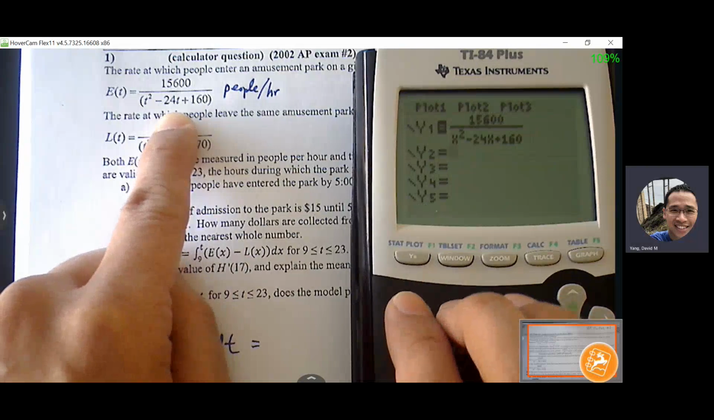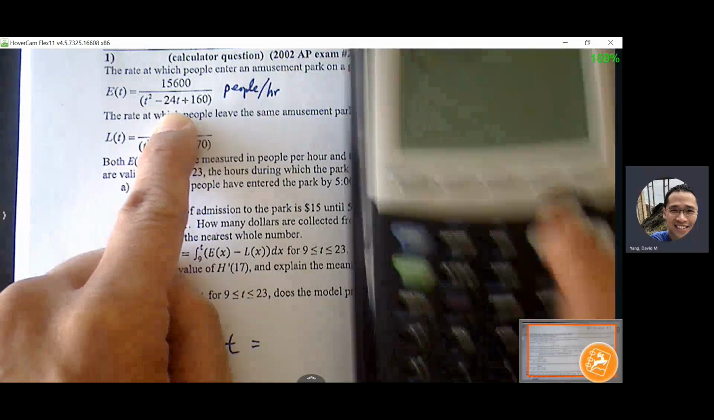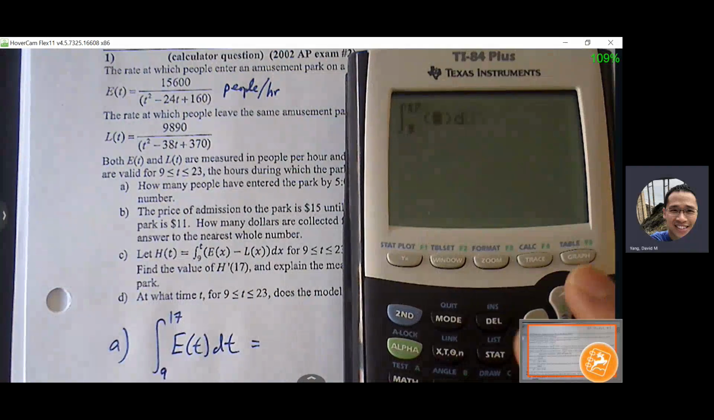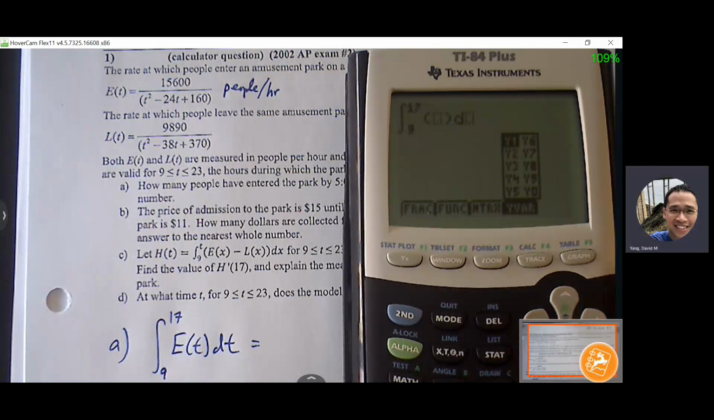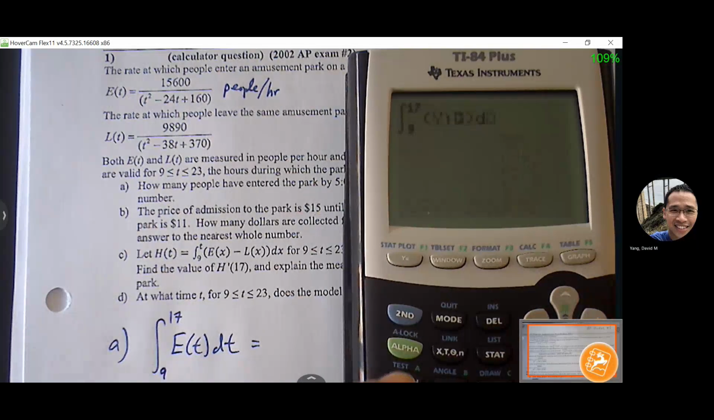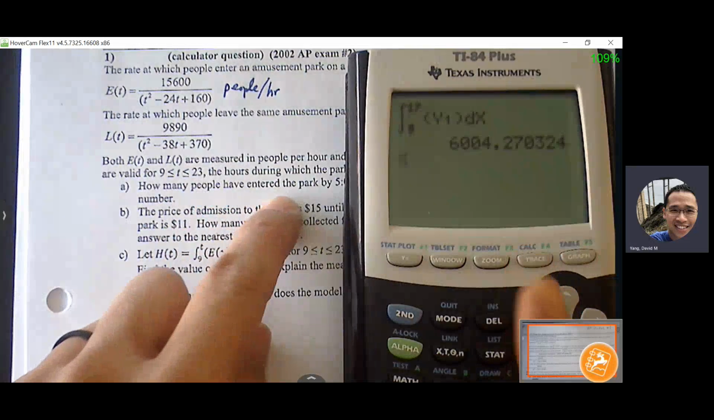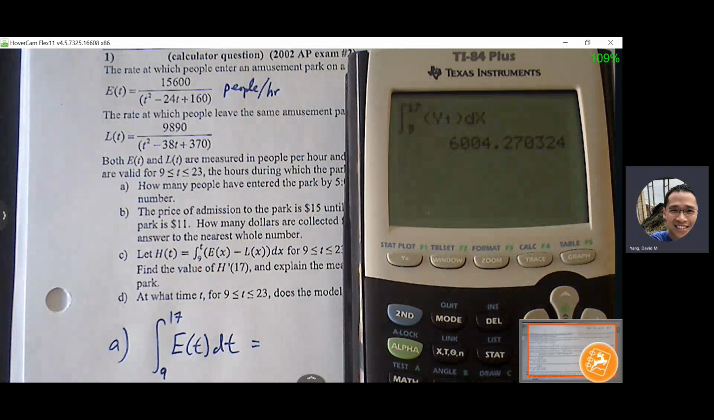Let's exit out, get back to the main screen. Math 9, definite integral. My E of t is stored under y1, so alpha trace. I can select the place where I stored E of t, which is under y1, and then dx. So we're going to round to the nearest person here. So about 6,004 people have entered the park between the hours of 9 a.m. and 5 p.m.